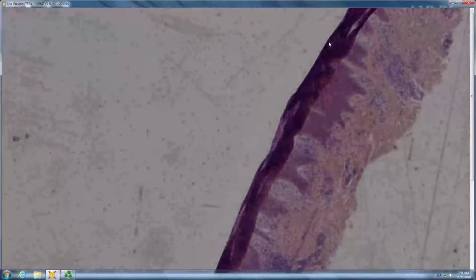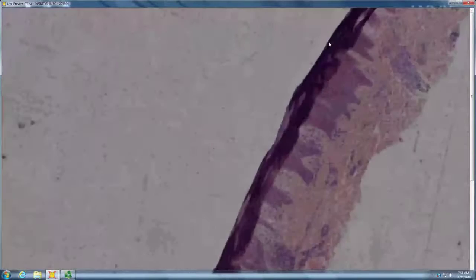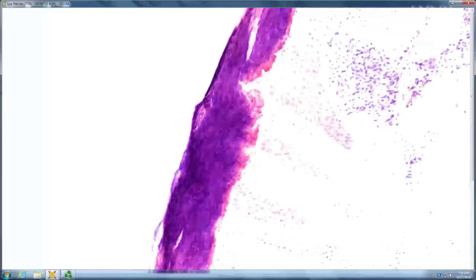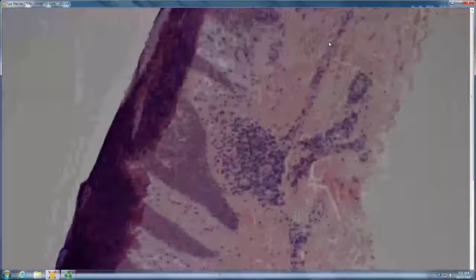Right, so there's some hyperkeratosis, which is folded over a little bit. That's okay. And then there's some inflammation superficially in the dermis. Yep.